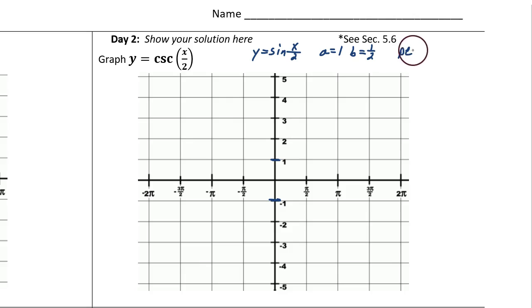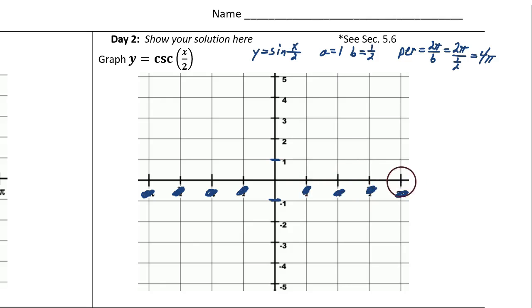So let's find the period. The formula is 2 pi divided by b. So 2 pi divided by 1/2, and that makes 4 pi. Now the grid that's laid out here on the paper doesn't actually go out to 4 pi. So what I'm going to do is cross out these values and make them be something that better fits this problem.